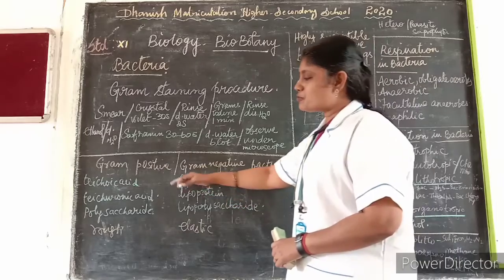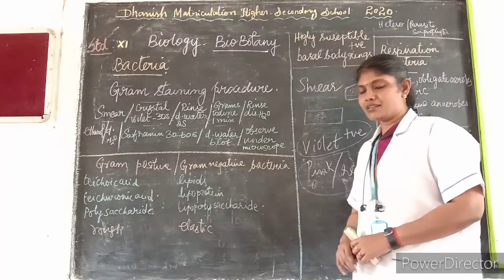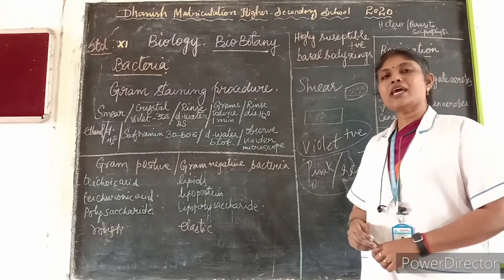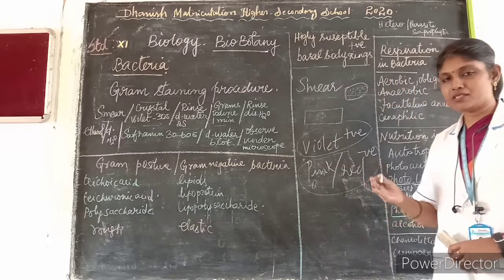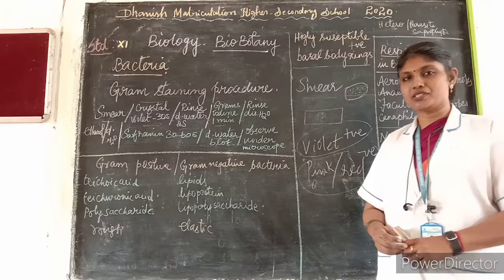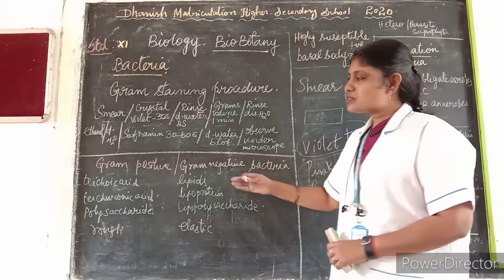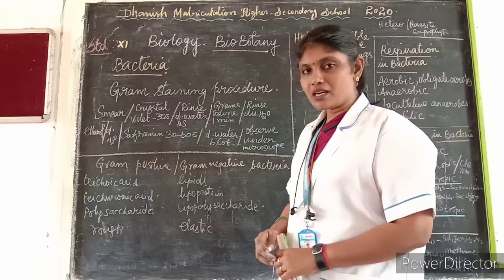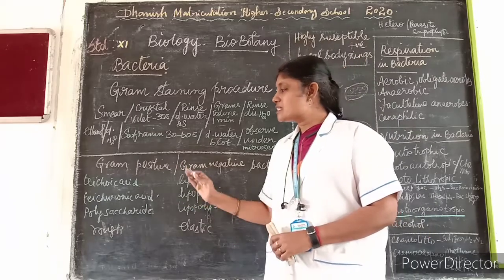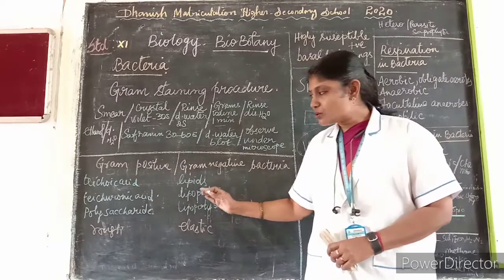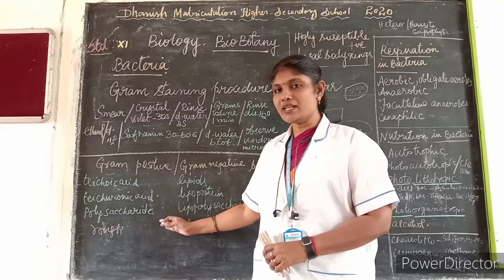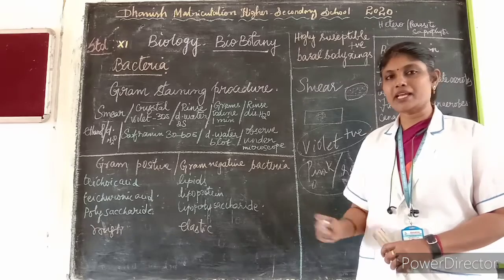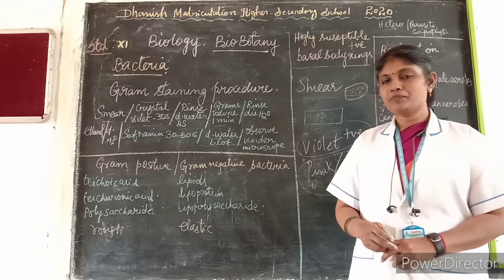So gram-positive bacteria and gram-negative bacteria stain differently. That is one difference. And they have different chemical and structural compositions. When you see the chemical composition, gram-positive bacteria show the presence of teichoic acid, teichuronic acid and polysaccharides, which you don't see in the case of gram-negative bacteria.